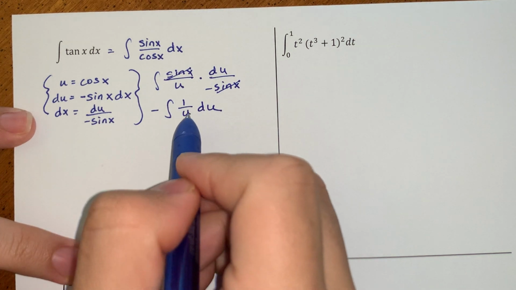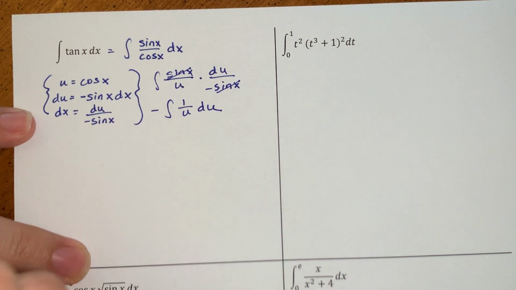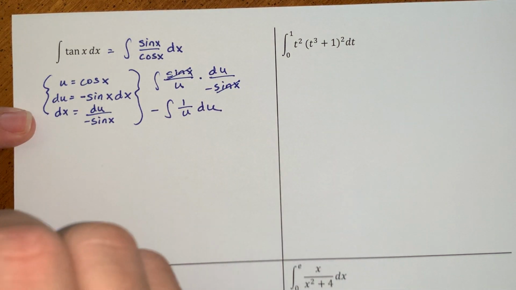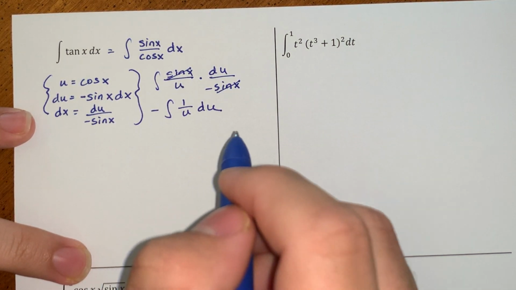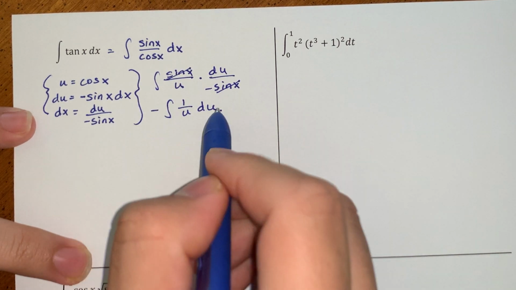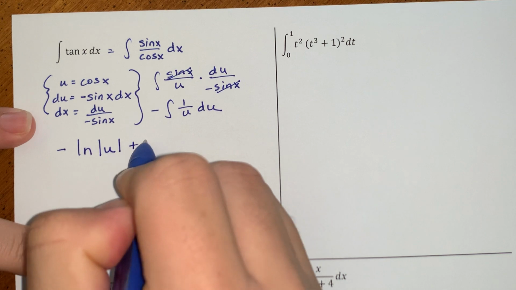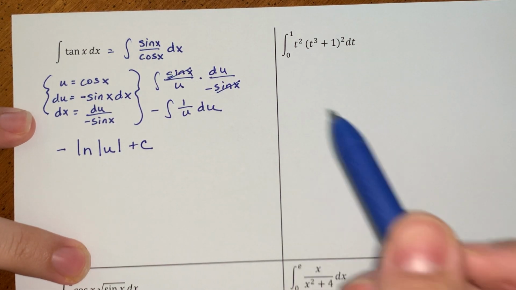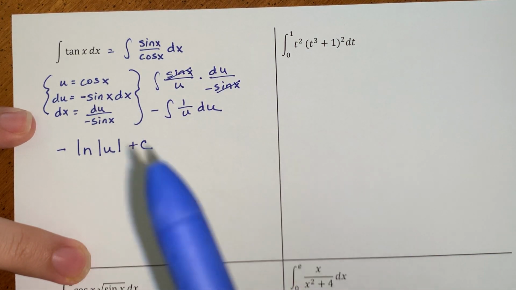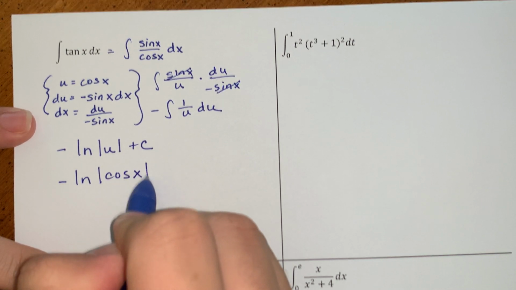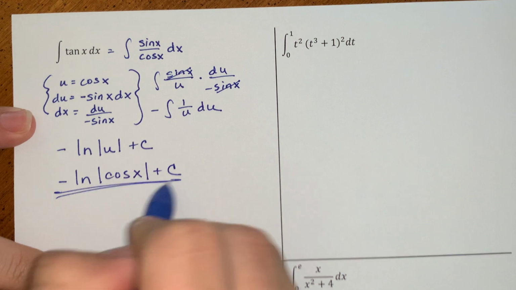And as soon as you see 1 over u or 1 over x or some constant over a single variable, the first thing that should come to mind is natural log. So we know that the integral of this is going to be negative natural log of u plus c. And then, of course, I'm going to substitute my u back in there, and I have negative natural log of cosine of x plus c. And that's my final answer.